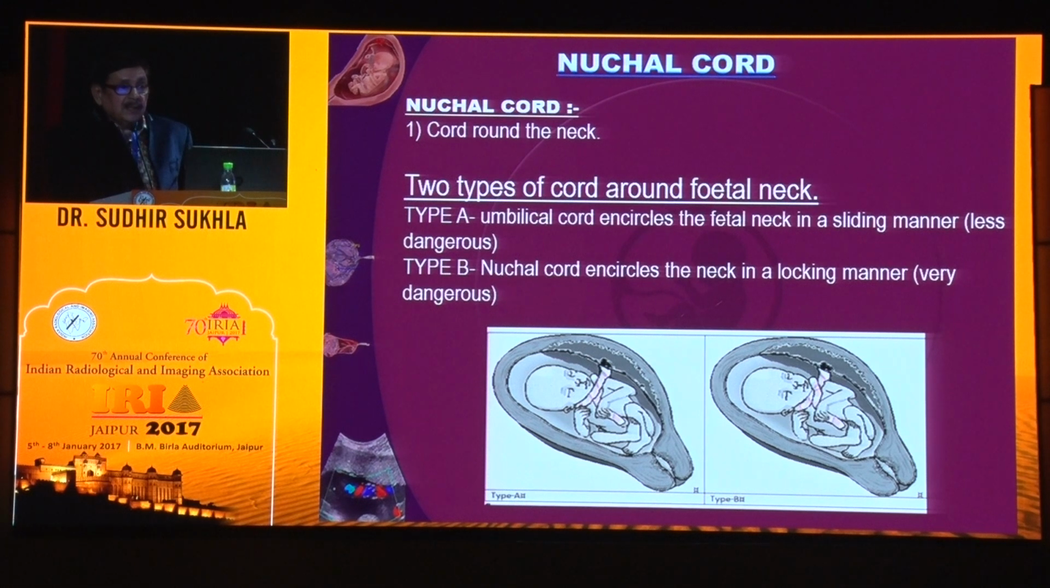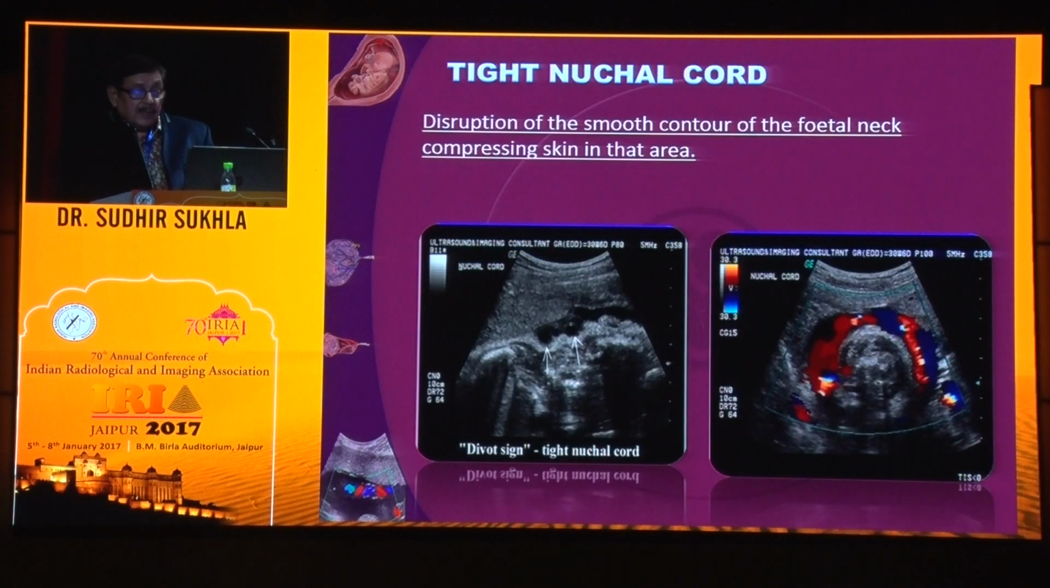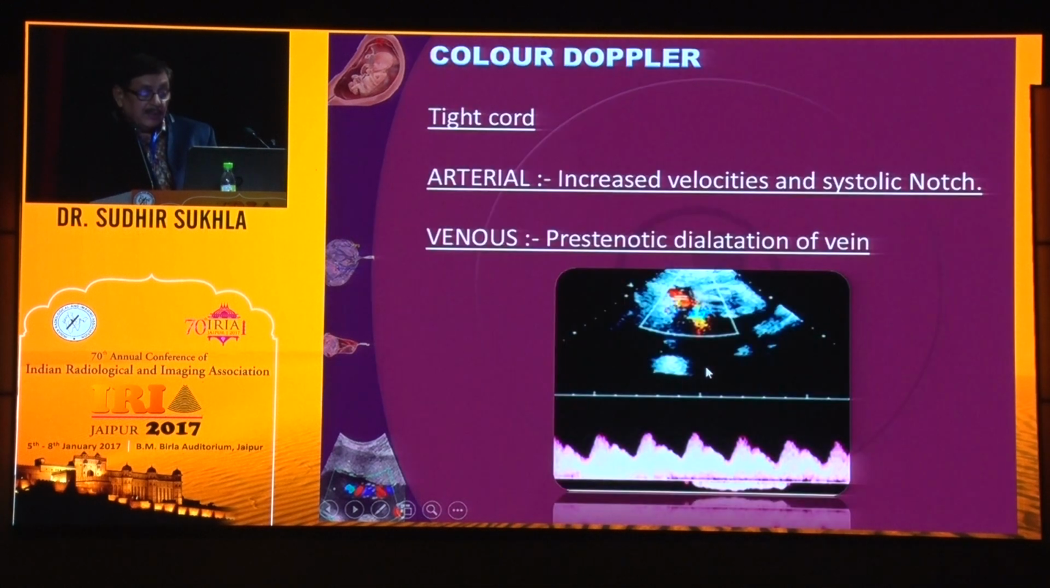This is important. There is type A, type B. But the important thing is to know whether the cord is a tight cord. This is important. This is a challenge. You can get a de Watteville sign, the cord compressing the skin, as in this picture. Then with color Doppler, if you put a tight cord, you will get an increase in systolic velocity. You will get a systolic notch, absence of diastolic flow, venous congestion, and pre-stenotic dilatation of the vein.